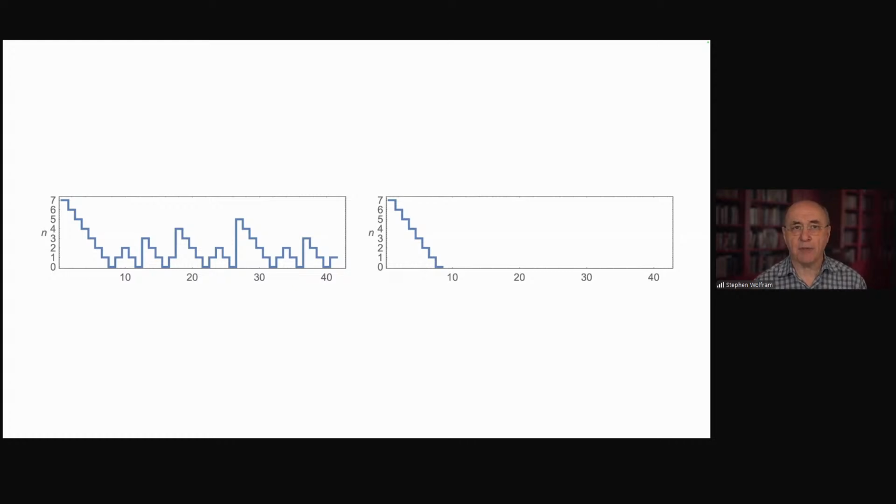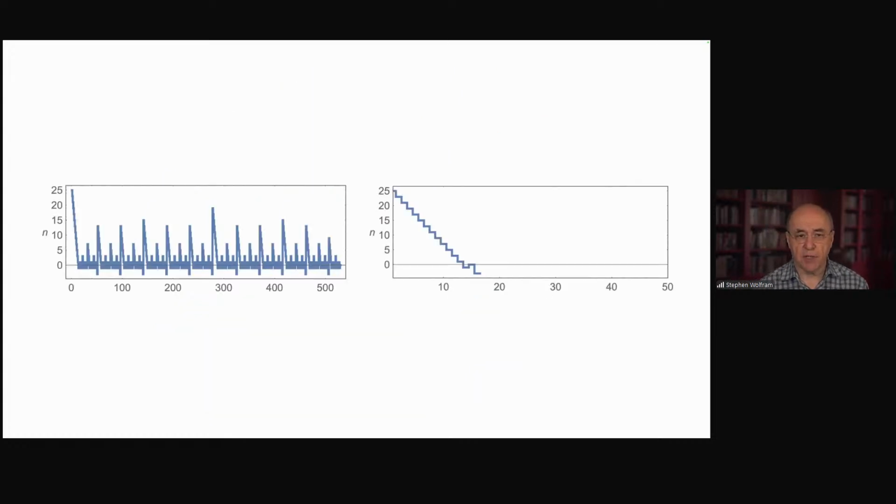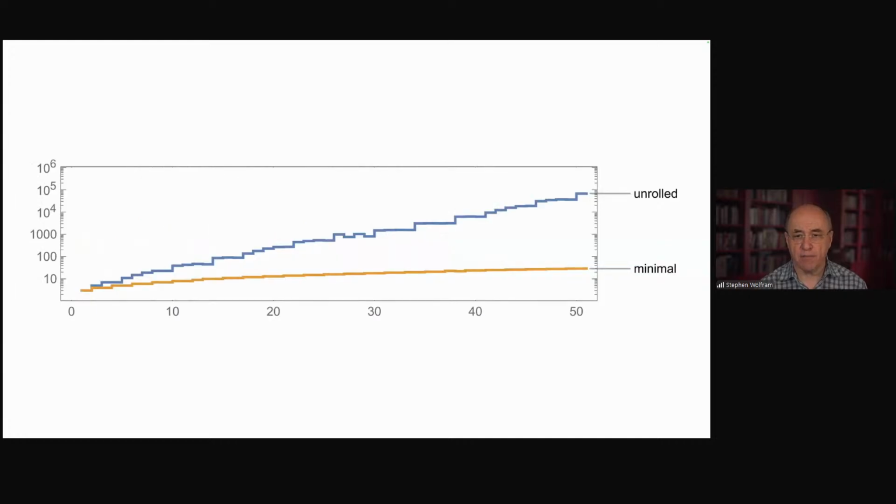Okay, so what happens with nestedly recursive functions? Here, for example, are the unrolled and minimal graphs for T212. And here are the sequences of f of n's that are computed. On the left, it's without caching. On the right, it's with caching. And here's a comparison of the number of nodes, i.e. the number of f evaluations, from the unrolled and minimal evaluation graphs.